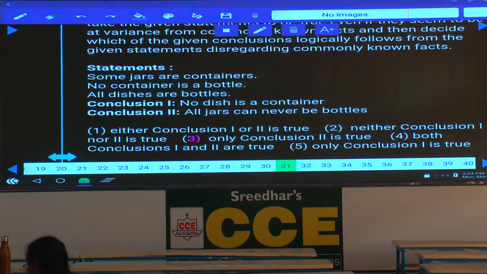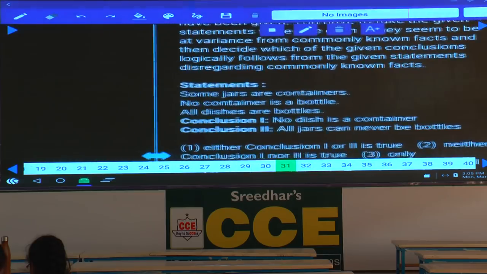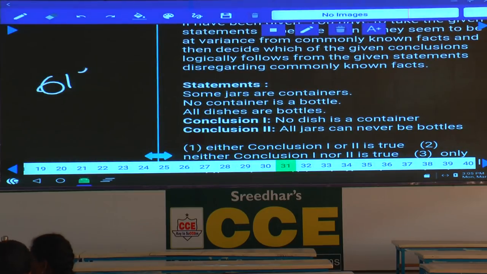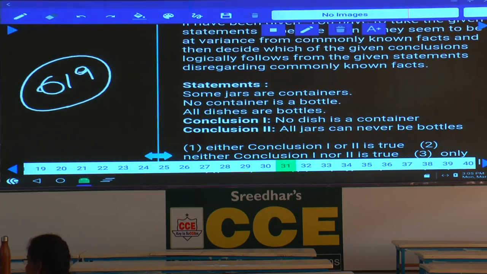Paper number 914 or 619 paper number. Now in this one, question number 31 to 35, these five are based on syllogisms. Now in question number 31, some of the jars are containers.